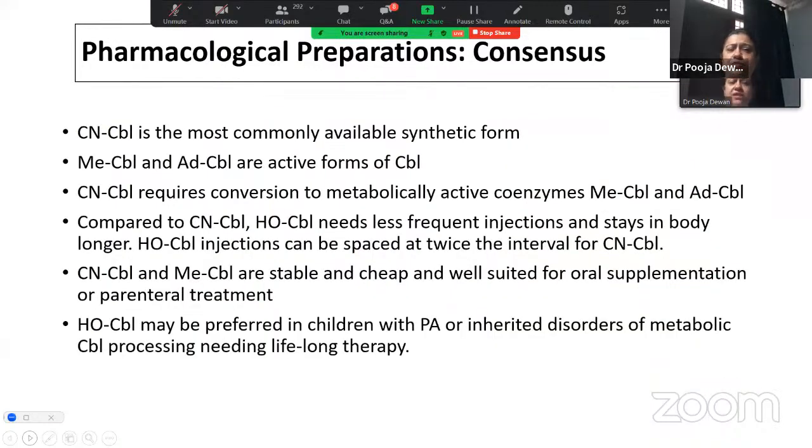So cyanocobalamin is the most commonly available synthetic form of B12. However, it needs to get activated to methyl and adenosyl forms. And compared to cyanocobalamin, hydroxo is better because it needs less frequent injections. So wherever you need to give injectable forms, you may switch to hydroxocobalamin. Cyanocobalamin and methyl are cheap and easily available, suited for oral as well as parenteral treatment. And as I told you, hydroxocobalamin can be preferred for patients requiring lifelong therapy.